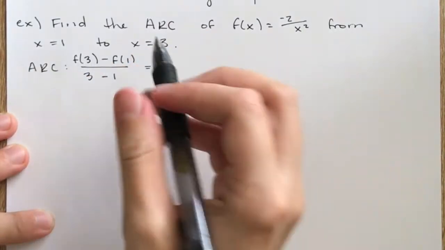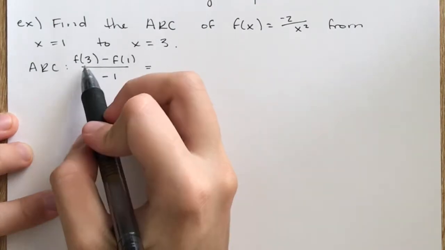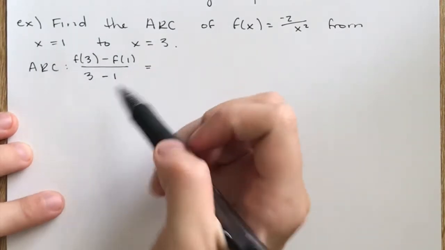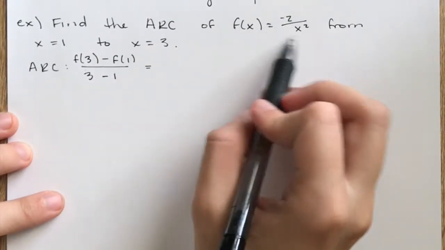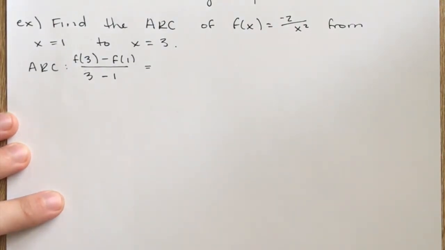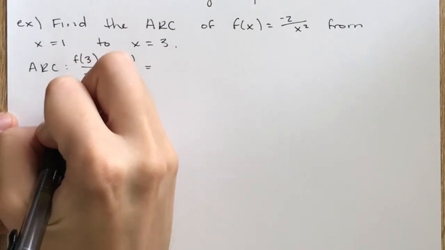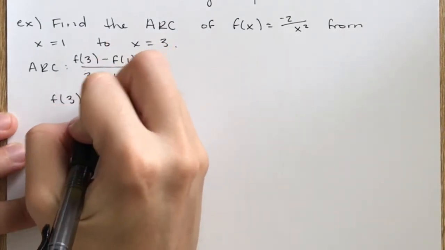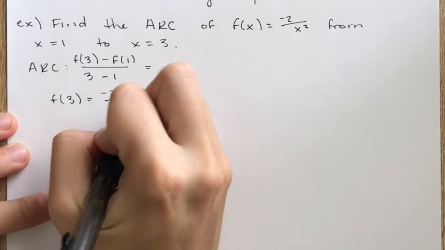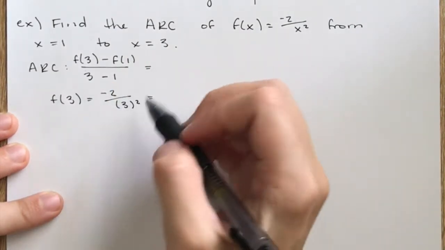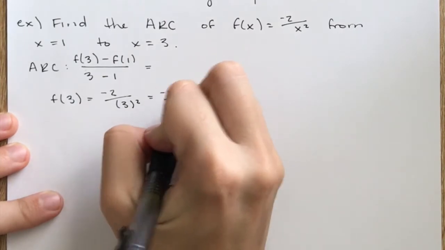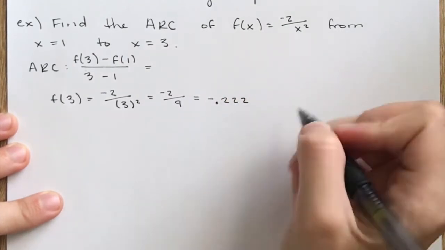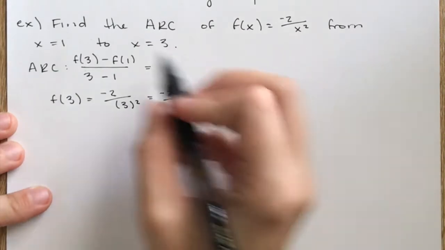How can we move forward from here? How can we calculate this? Well, we've got to replace less useful things with more useful things. So f of 3, not super useful, but we know that f of x is negative 2 over x squared. What is f of 3? We've replaced x with 3, so we have negative 2 over 3 squared. 3 squared is 9, so negative 2 divided by 9 gives us negative 0.222 repeating, but we can just stop it at 2. So that's f of 3.